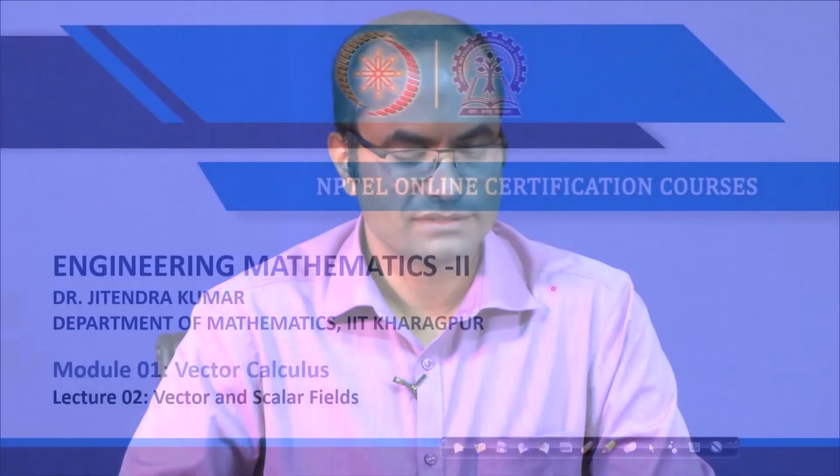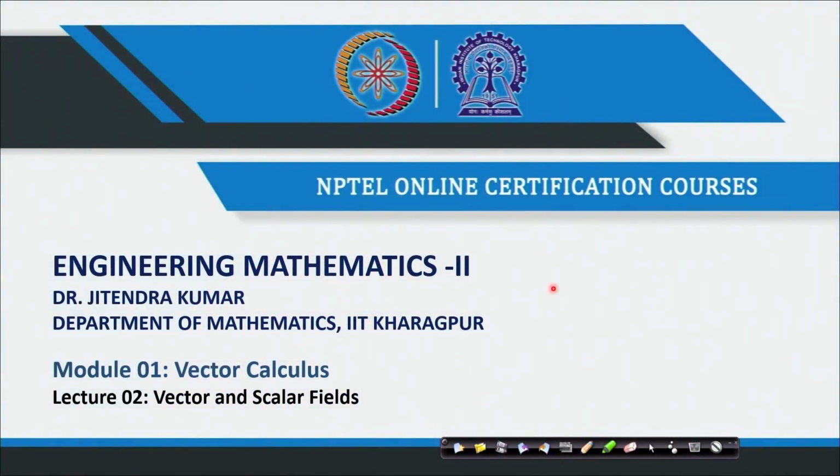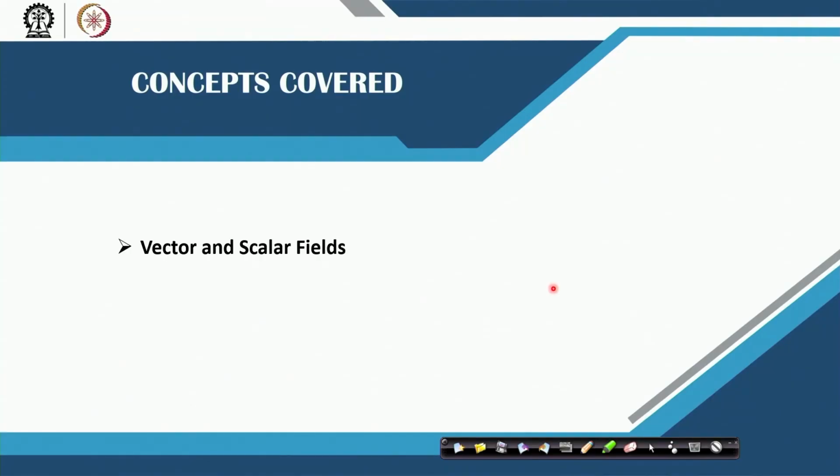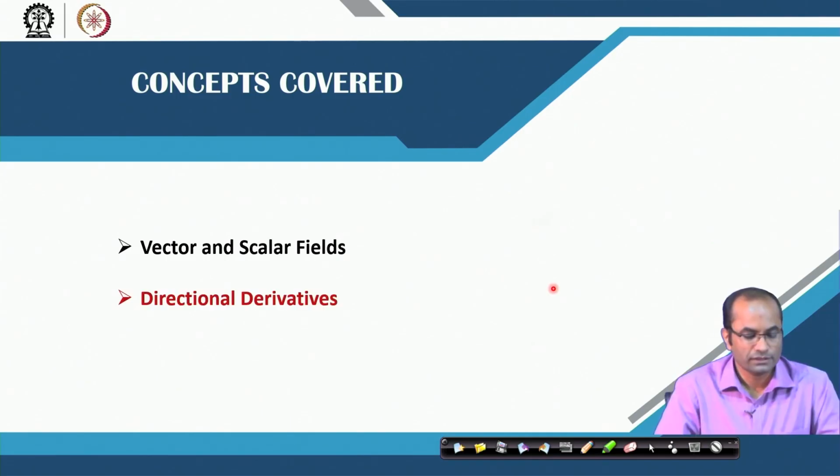So, welcome to lectures on engineering mathematics 2, and this is module number 1, lecture number 2 on vector and scalar fields. So, today we will cover what vector fields and scalar fields are, and most importantly we will also cover the concept of directional derivatives, which is very important, and it is the generalization of the derivative that we have learned in calculus.